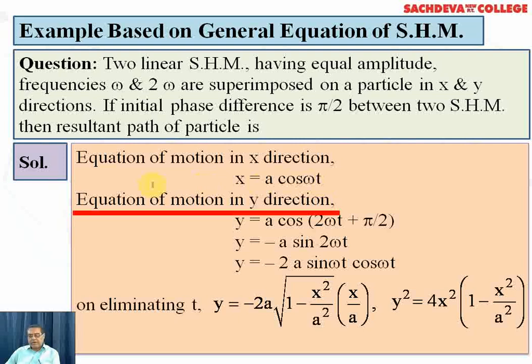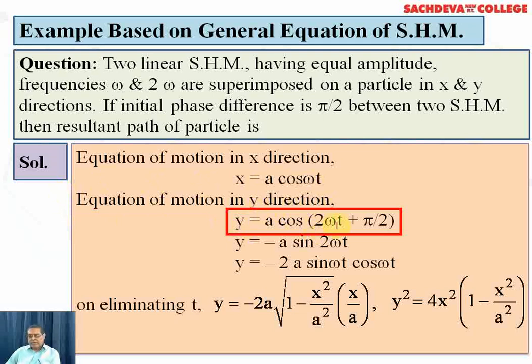Now, the equation of motion in the y direction is given as a cos of 2 omega t plus pi by 2. That is in accordance with the question, because in one case the frequency is omega and in the other case the frequency is 2 omega. Now what we have done, y is equal to a sine 2 omega t. We can take the trigonometric function here, that is cos of pi by 2 plus 2 omega t, and we must know that cos of 90 plus theta is minus sine theta. So we have taken y is equal to minus a sine 2 omega t.